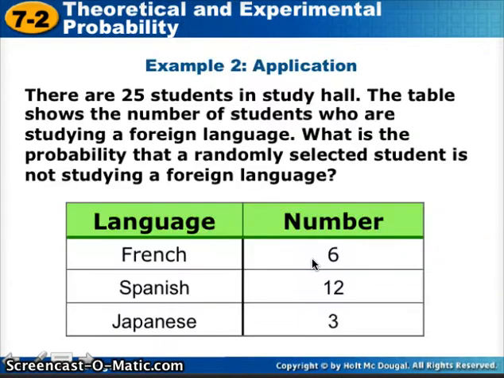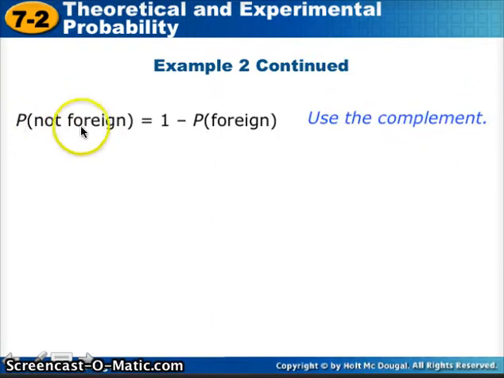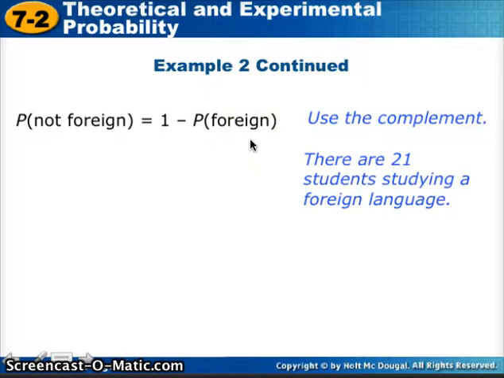There are 25 students in study hall. The table shows the number of students who are studying a foreign language. What is the probability that a randomly selected student is not studying a foreign language? Okay. Well, in order to find the number of students not studying the language, I can start with the students who are studying the language and subtract. Okay, so I can use the complement. The probability of them not studying the foreign language equals 1 minus the probability that they are. So what is the probability that they are studying a foreign language?